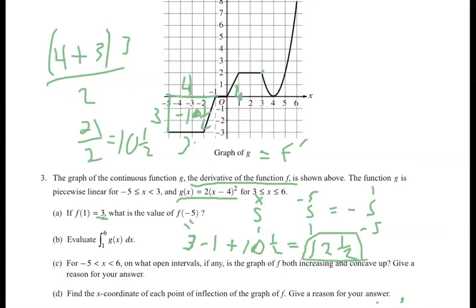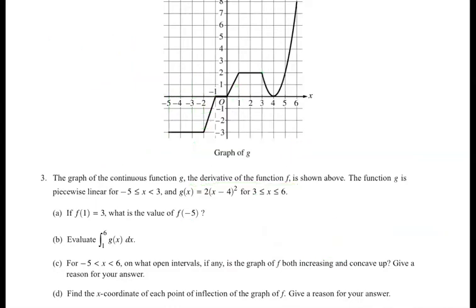Going on to part B, I said 1A. Evaluate 1 to 6. So now we're starting at 1, which they already gave us was 3 here, and now I'm going to the right. Now this one's kind of tricky because I've got to do this just like we always have. This area is just a square, 2 by 2, which makes that area 4.